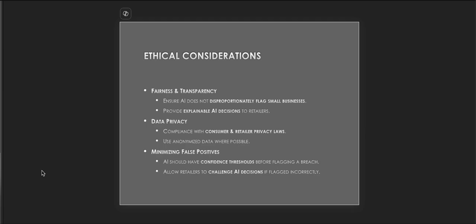Fairness and transparency: ensure AI does not disproportionately flag small businesses. Provide explainable decisions to retailers. Now, this is if you are the government. If you're the retailer itself and you're looking to verify your own price changes, but also you want to keep an eye on the competition because you want to play on a fair playing field, you definitely want to know your competition, and this might work better for that kind of situation because you'd have a lot less. You'd be able to dedicate some people to providing better data, better accuracy, and the data might be smaller.